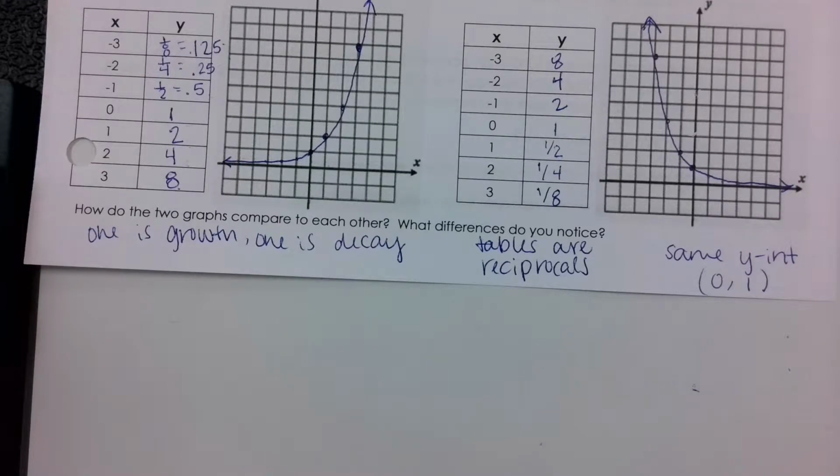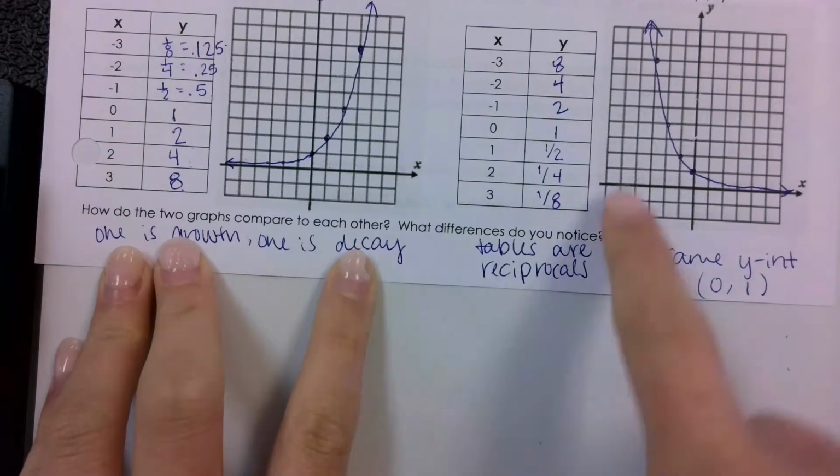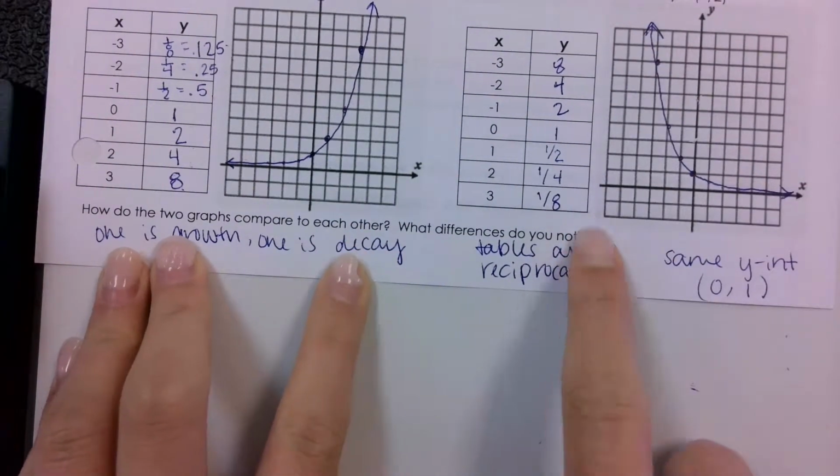So if we're looking just at our tables, what is a pattern that you notice for these exponential functions? What's happening? Okay, so they're kind of symmetrical, you just flip it. What else do we notice? So they're either getting really big really fast or really small really fast.